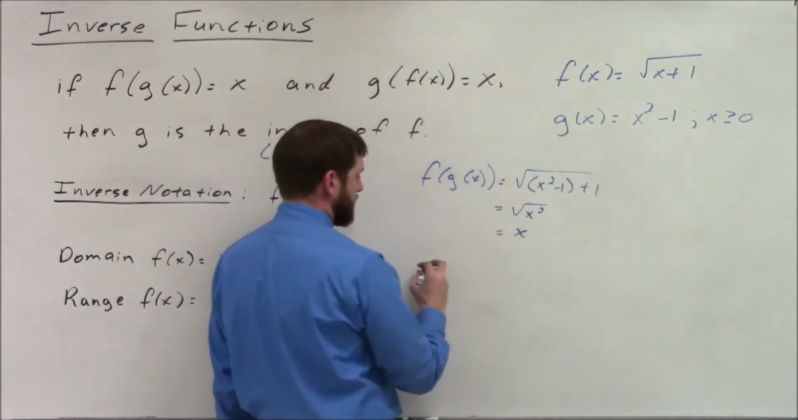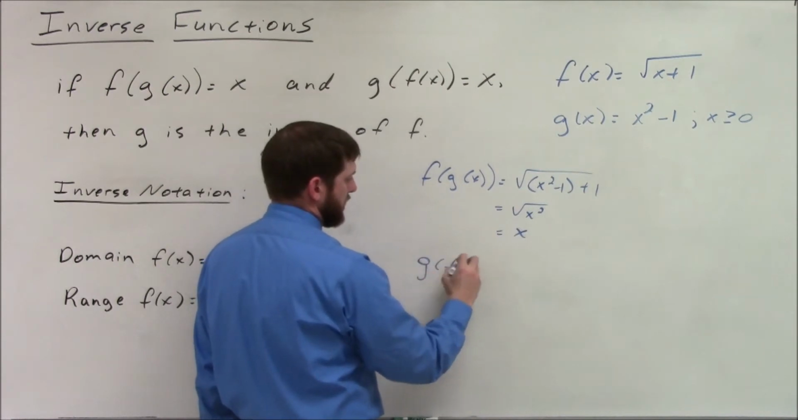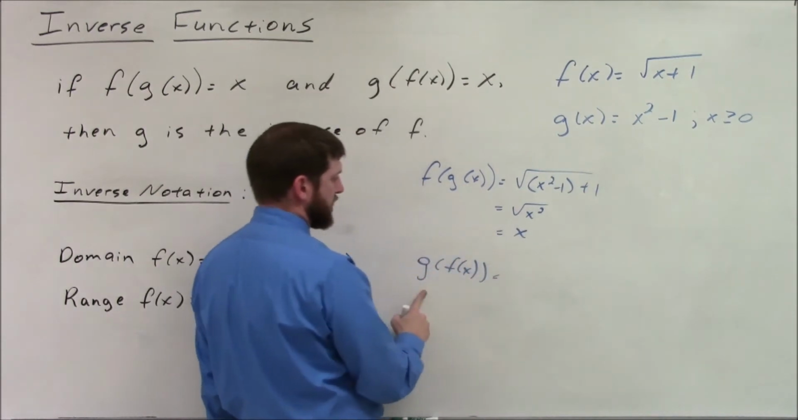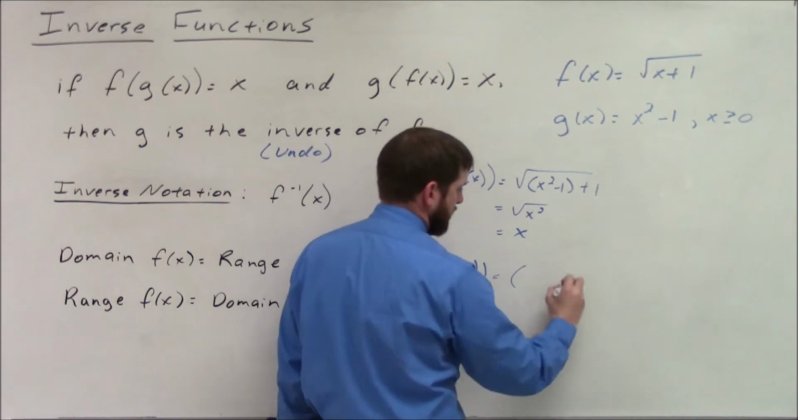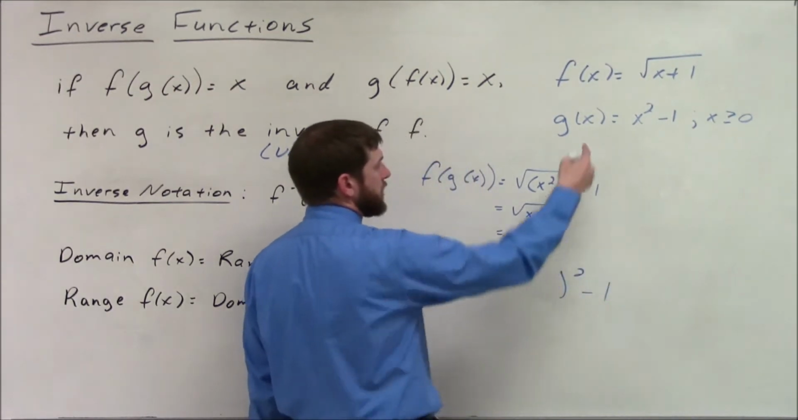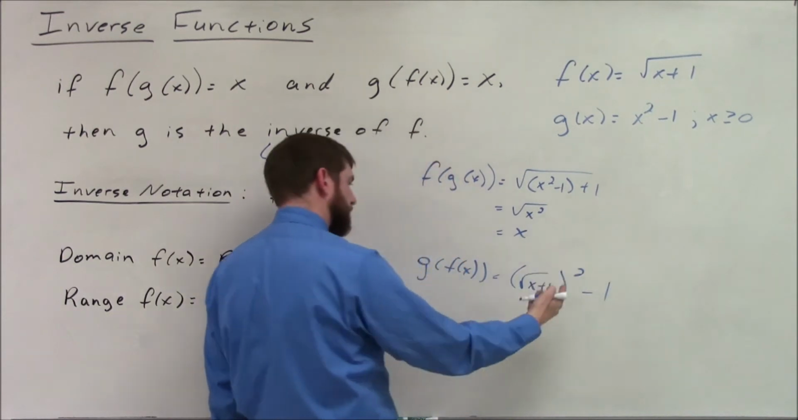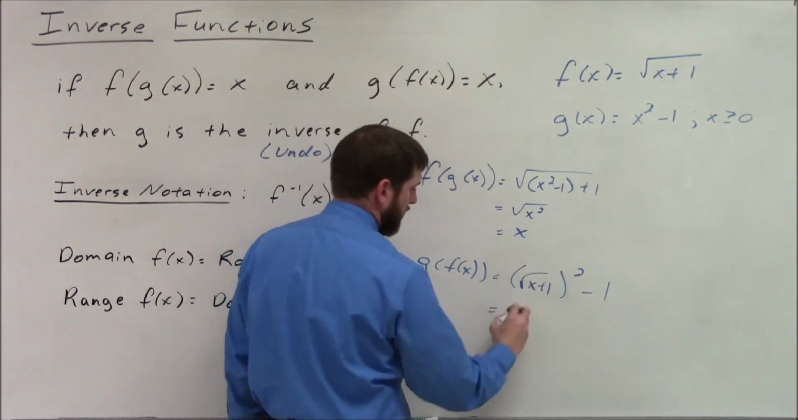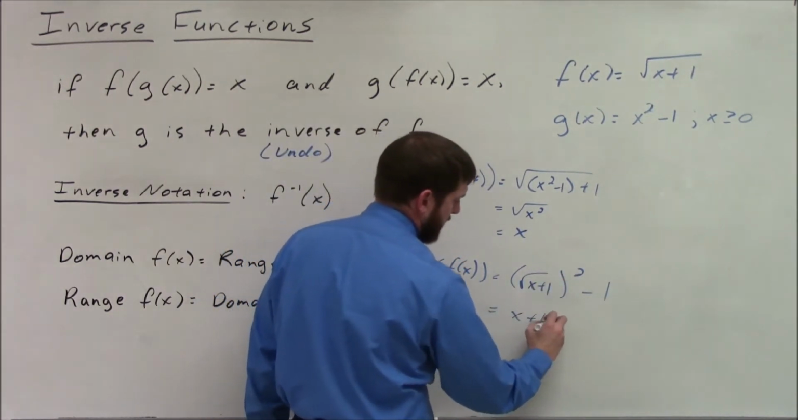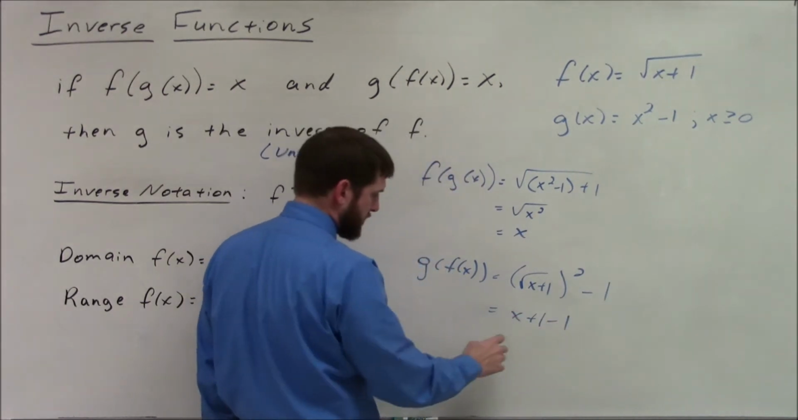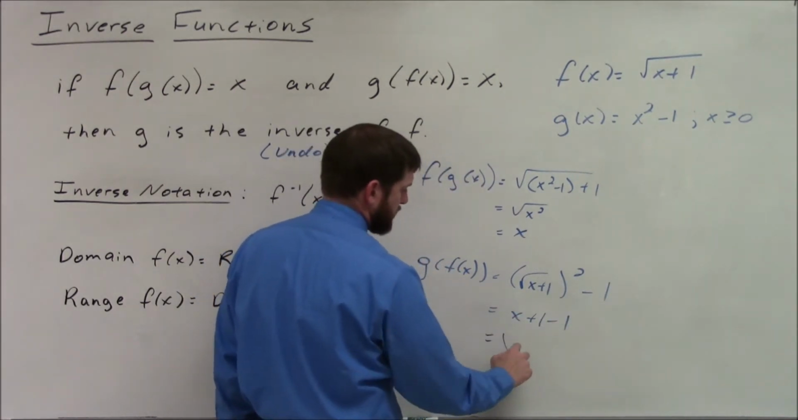Now, let's do g of f of x. G of f of x, now we have g is the output function, so something squared minus 1. F is the input function, square root of x plus 1. And again, square and square root cancel, and you're going to be left with the radicand. X plus 1 minus 1 cancels, so we're left with just x.